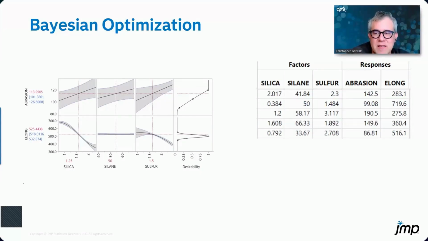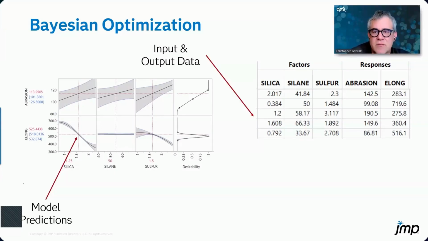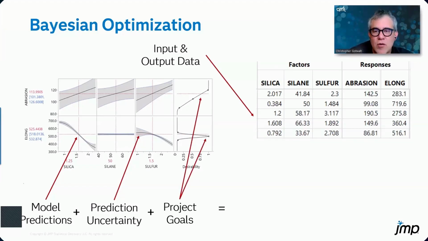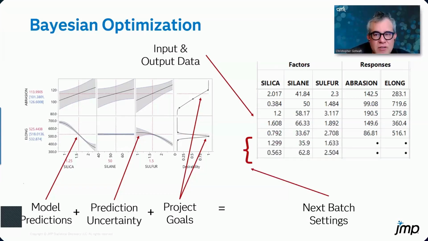Once that happens, Bayesian optimization uses both the input and output values from the table, combines the model predictions from the Gaussian process models that have been fit to all the responses, as well as the prediction uncertainty from the models. Then it uses the goals for each of the responses as they've been described by the profiler's desirability functions to identify combinations of factor settings that should be tried as the next batch of experimental runs. The promise here is that by using responses and goals to learn as we go, we hope to learn faster and to develop new products in less time and resources.